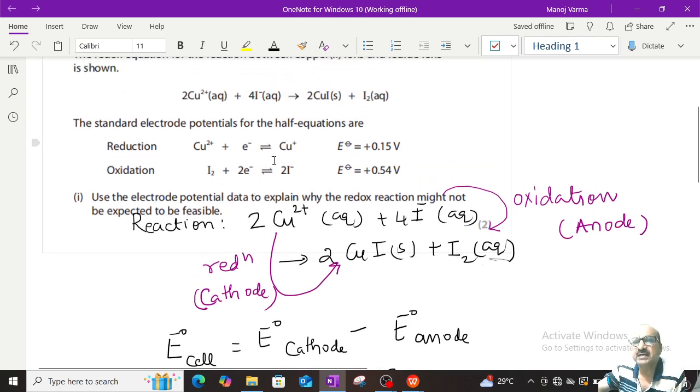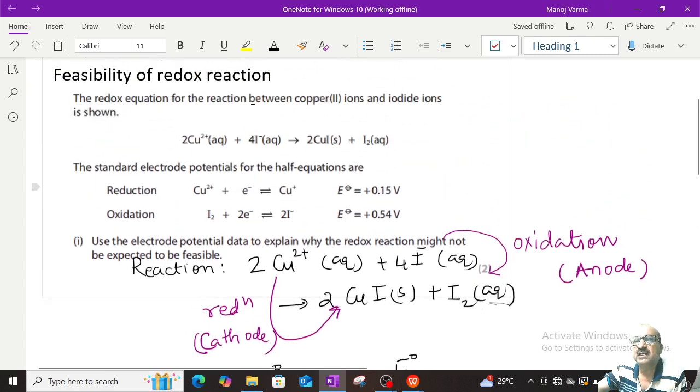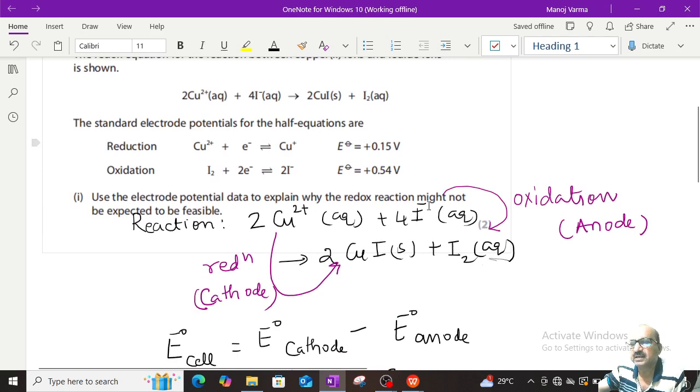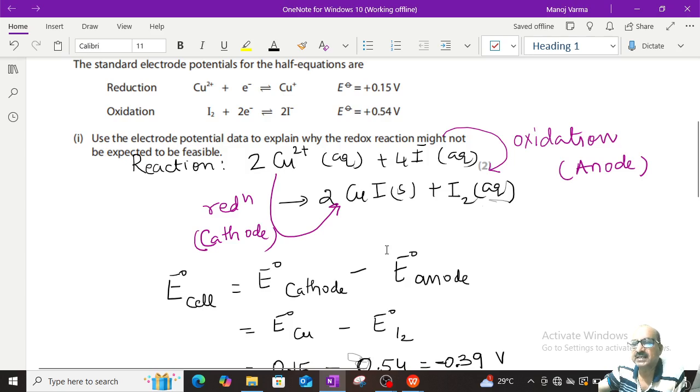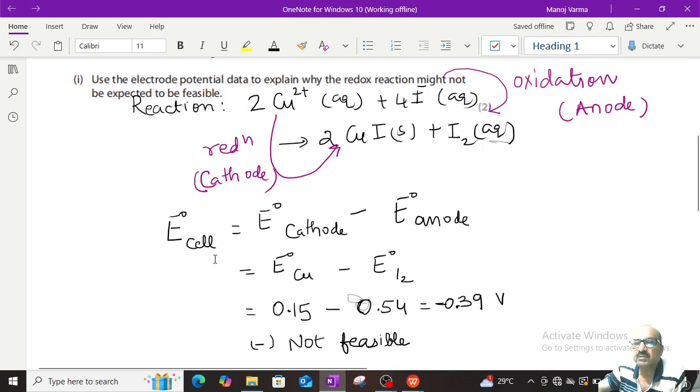So you can see here that I have written the reaction once again, and the iodide ions are getting oxidized to iodine, and the Cu2+ ions are getting reduced to Cu+. And you must remember this, that in an electrochemical cell the reduction takes place at the cathode and oxidation takes place at the anode. So when you find out the E naught cell, you must use this formula: E naught cathode minus E naught anode. And this E naught indicates the standard conditions, and you must do the cathode minus anode.